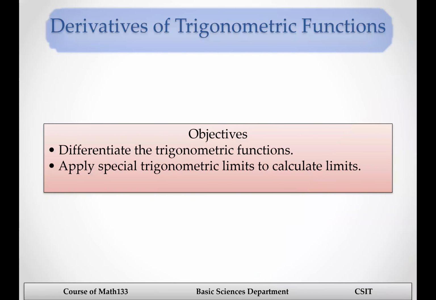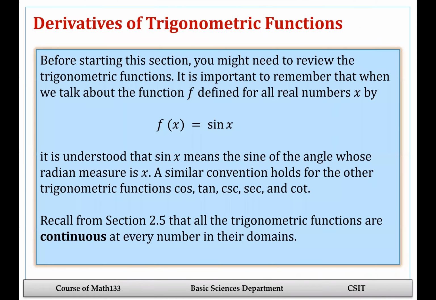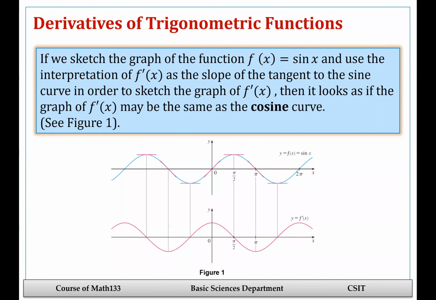The objectives, of course, is to find the derivative of the basic trigonometric functions and apply some special trigonometric limits to calculate limits. We know that the function f of x is equal to sine x is a continuous function on its domain of definition, which is all real numbers. And the graph of sine and cosine are given below.